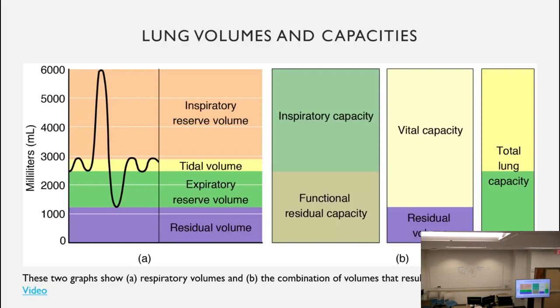Then sometimes you need to do other tests, okay? And you are going to tell the patients, take a deep breath and then breathe out as hard and as fast as possible until your lungs are empty. Get rid of all the air. So they are going to get here, something we call the expiratory reserve volume. Everything below the tidal volume, everything below the tidal expiration.